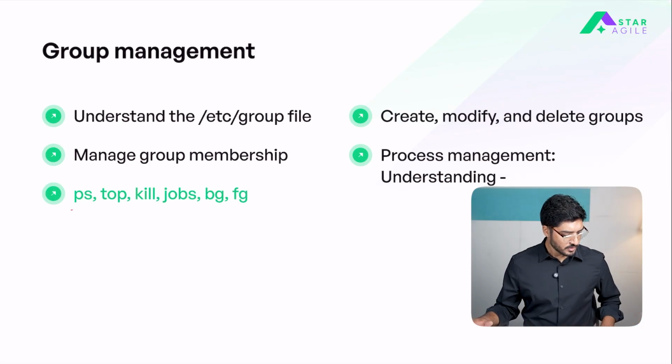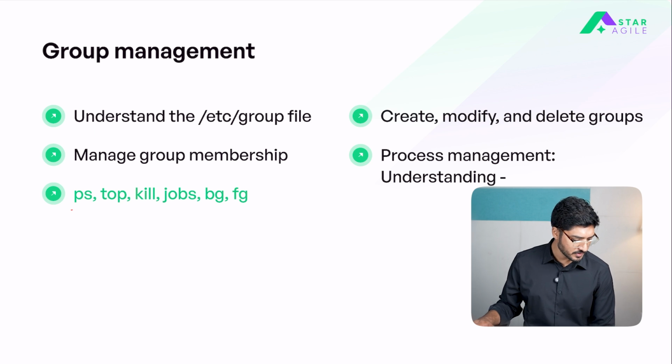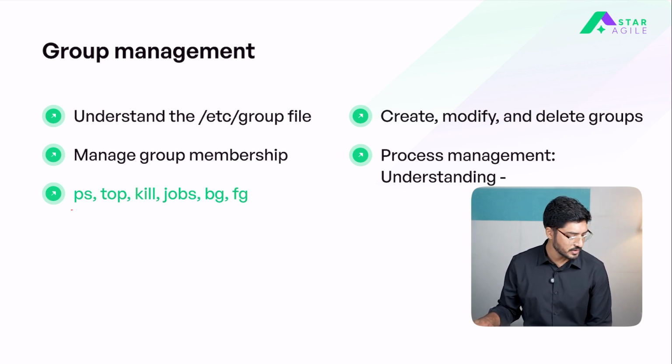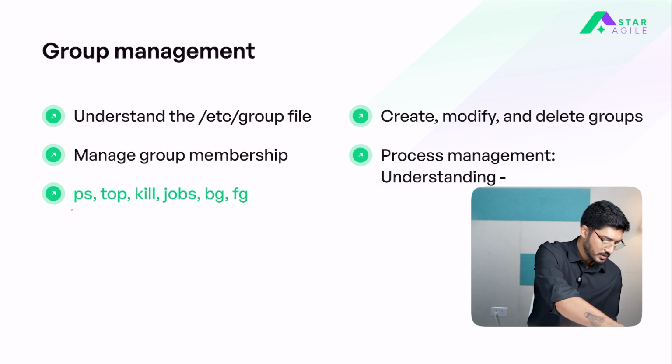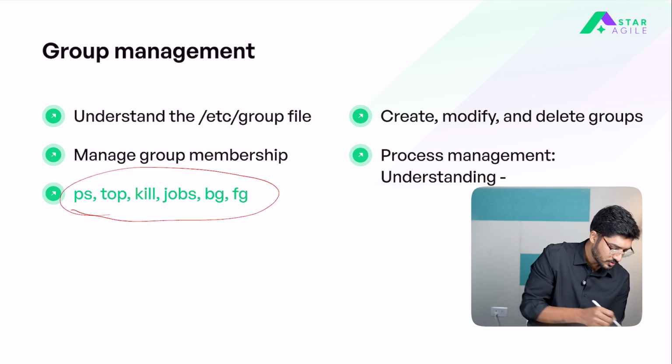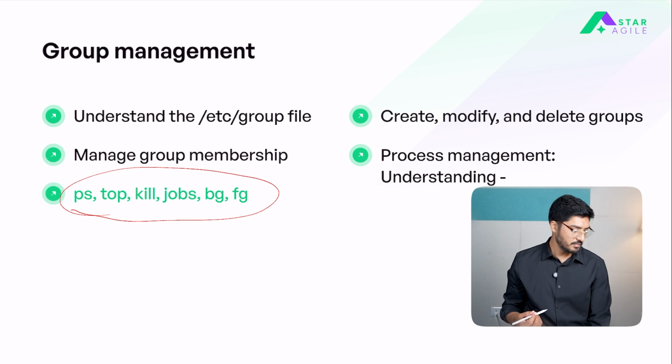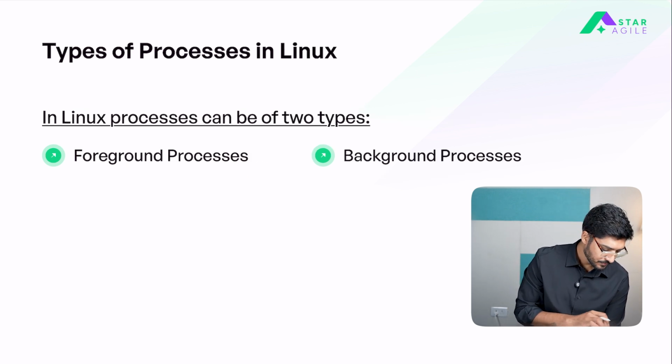So in this topic, we'll be talking about process management. We'll be talking about how to create cron jobs, how to reschedule them, how to set up those things. So let's start with process management. You see in the slides that there are various commands which are usually used for process management, for example ps, top, kill, jobs, bg, and fg.